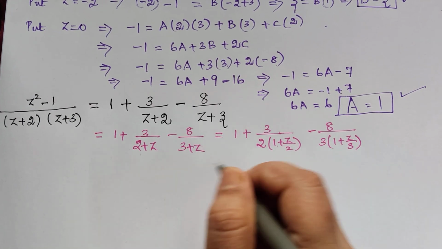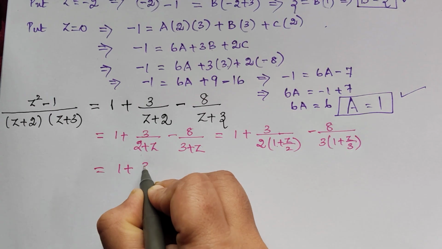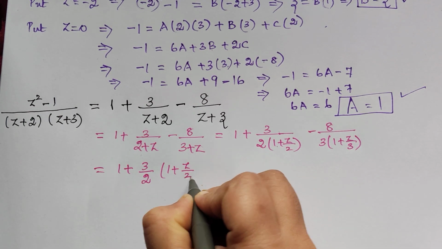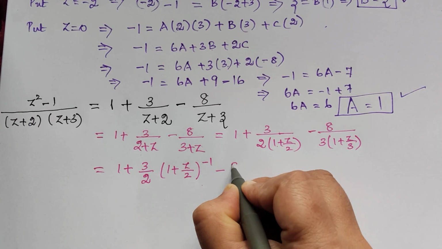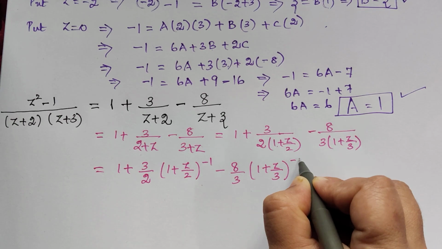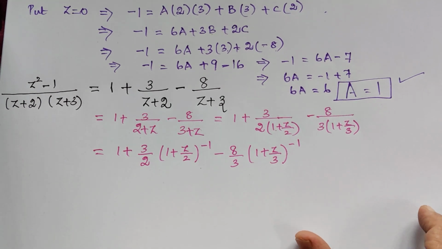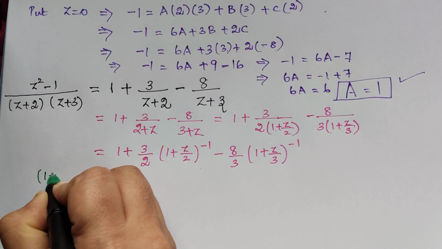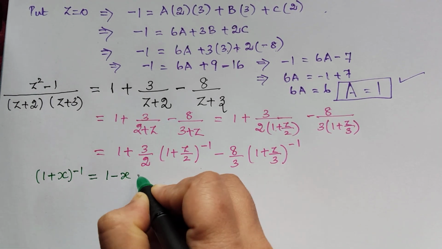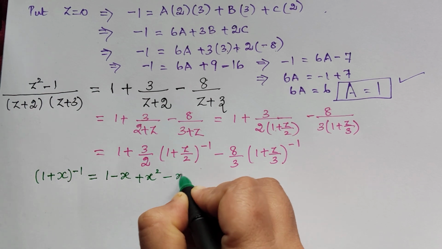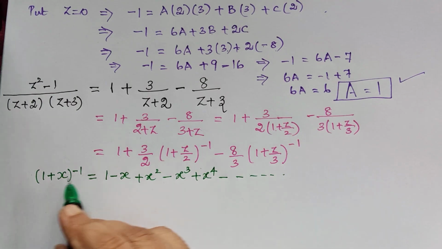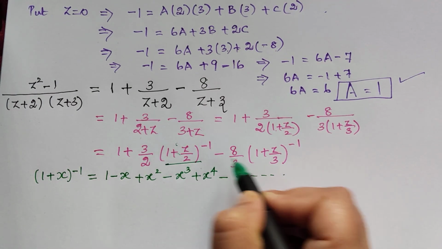So further this can be written as 1 plus 3 by 2. We will raise this to the numerator, so it will be 1 plus z by 2 the whole power minus 1, minus 8 by 3 multiplied with 1 plus z by 3 the whole power minus 1. Now we can expand this by using the binomial series formula, which is 1 plus x the whole power minus 1 equal to 1 minus x plus x square minus x cube plus x to the power 4 minus etc. This formula we are going to apply for these two terms.